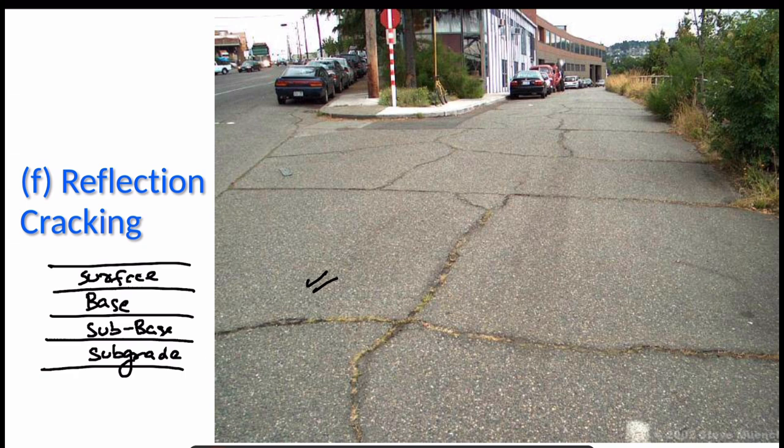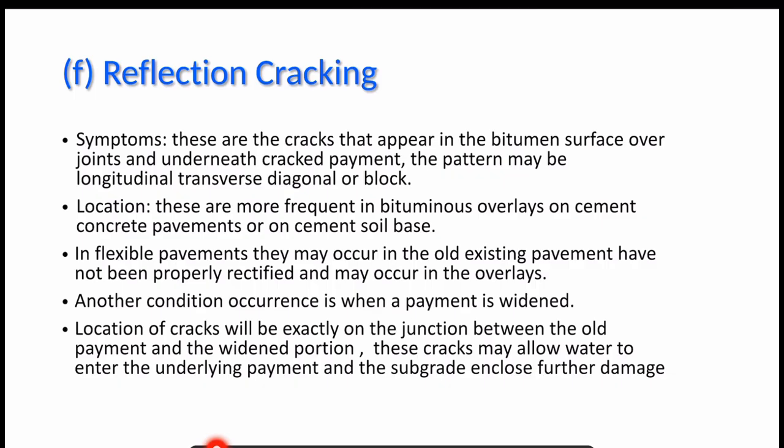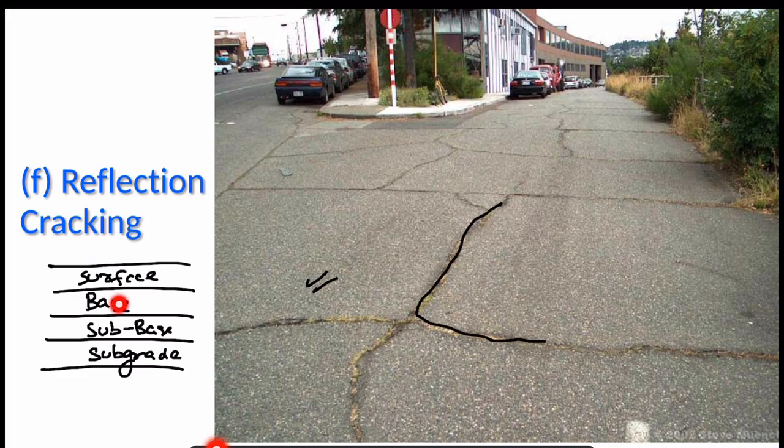This is your surface course, and we see the propagation of cracks. Now these cracks may be due to some weakness in the layer below. Because of that, these cracks are reflected at the top, and so these cracks appear in the bitumen surface over the joints and underneath cracked pavement. Okay, so that's what we have discussed.